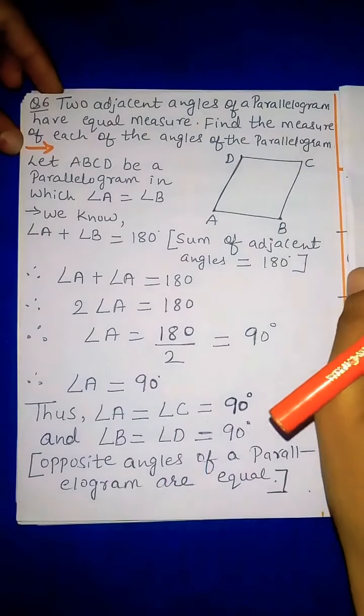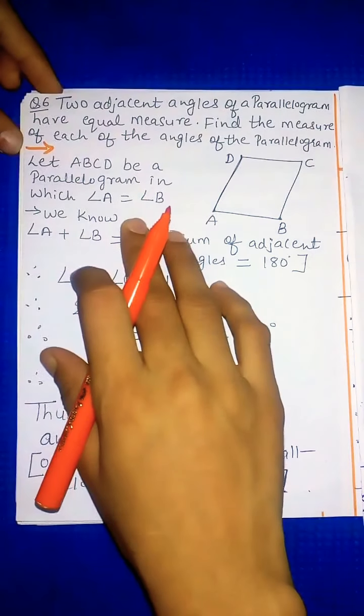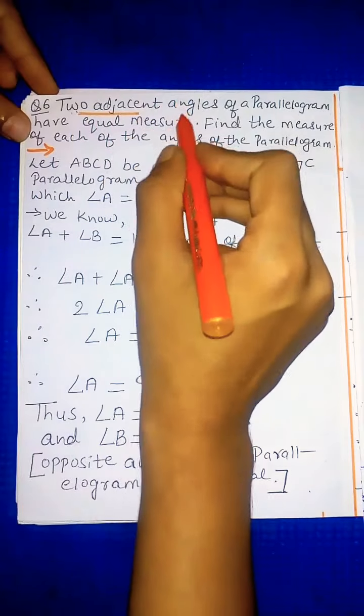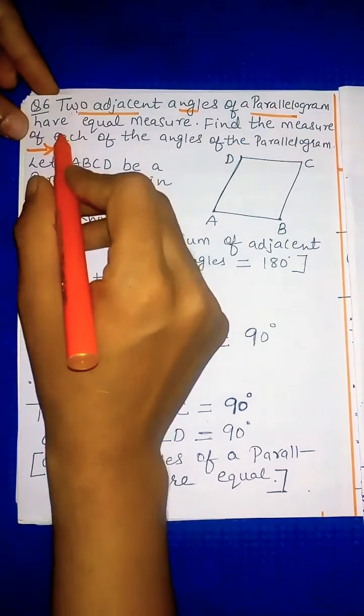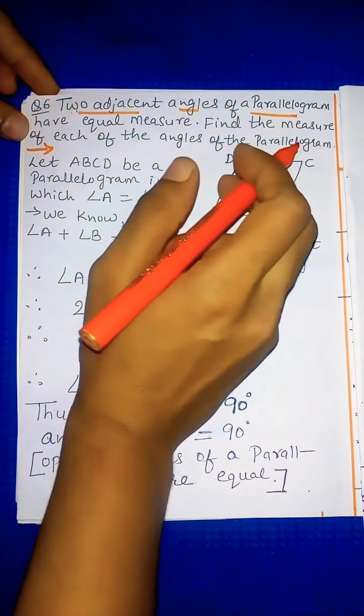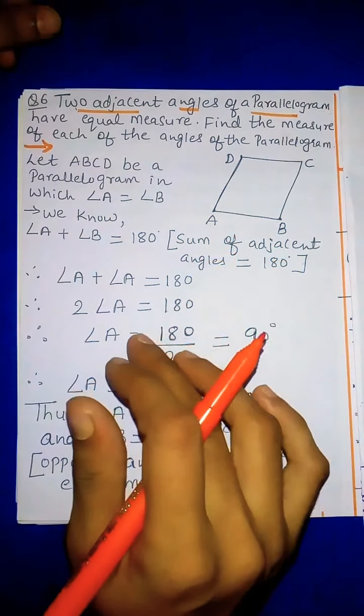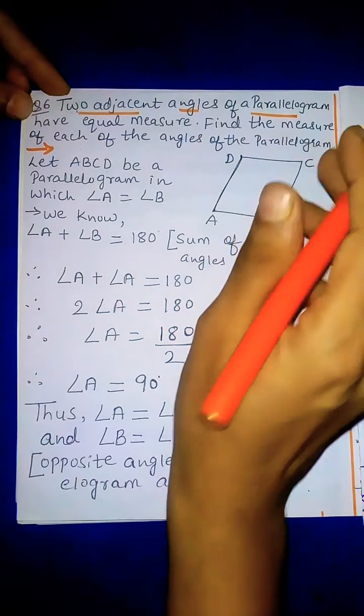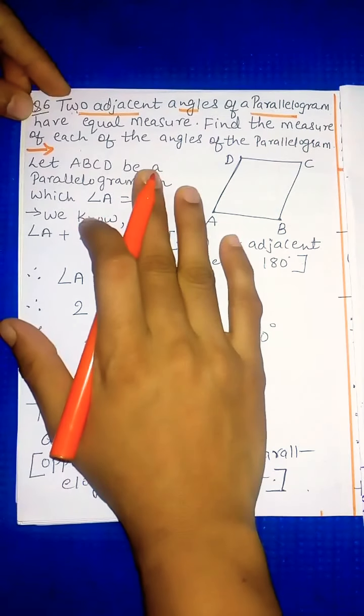Now moving ahead with question number 6. Let us see the question. Two adjacent angles of a parallelogram have equal measure. Now they have given that two adjacent angles are equal. Find the measure of each of the angles of the parallelogram. We have to find the measure of all four angles.